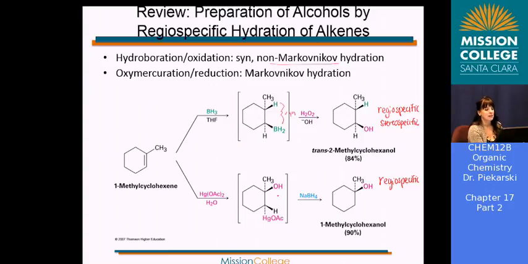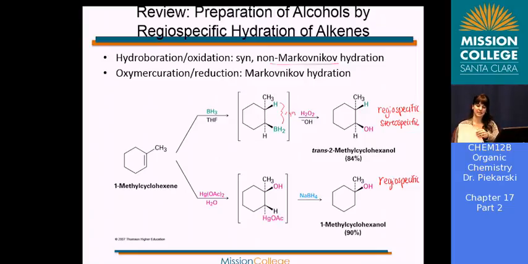But you can make the mercurinium ion, and then the sodium borohydride is a reducing agent. We're going to talk more about that today. It's a reducing agent that gets rid of that mercury. And then we have the OH group on the Markovnikov or more substituted side of the double bond. Okay? Excellent. Cool. So make sure you review over those. They're going to be very important reactions.